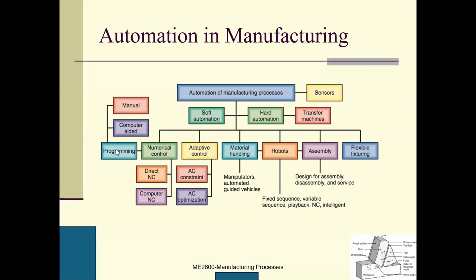So this is a program that goes to the numerical control system. For numerical control, we have direct NC and computer NC. NC stands for numerical control. Here is adaptive control, and AC stands for adaptive control.